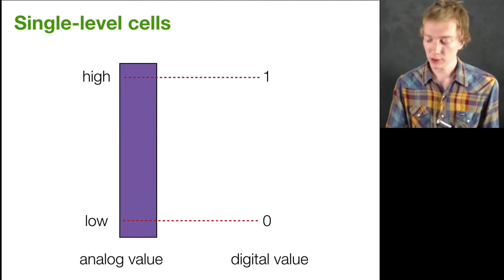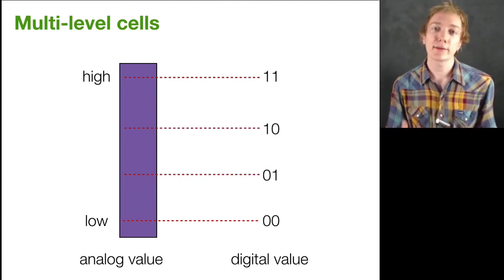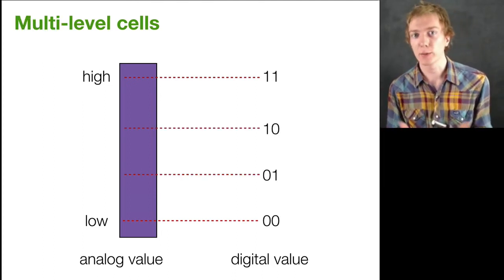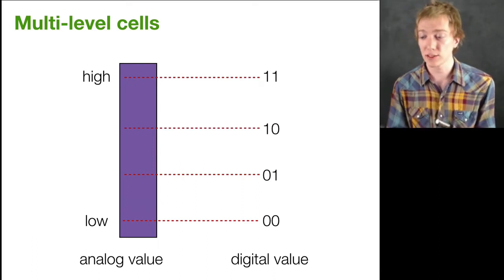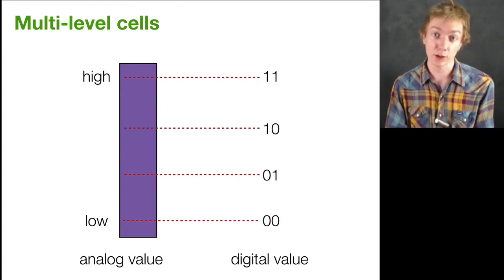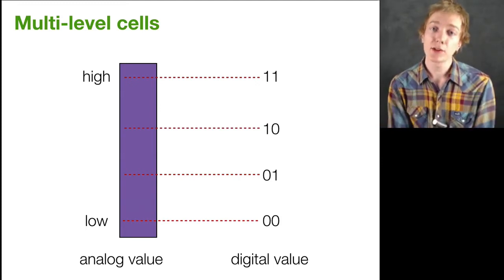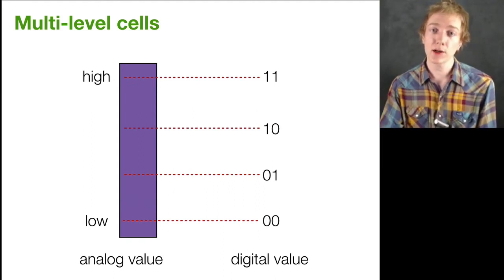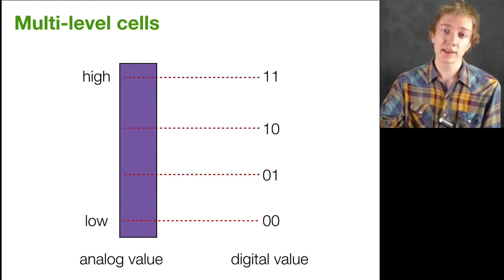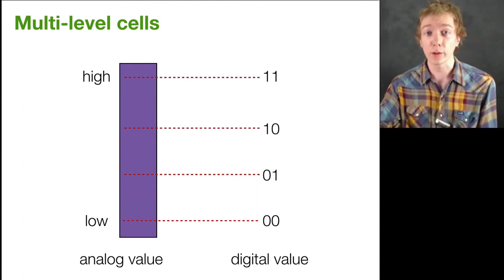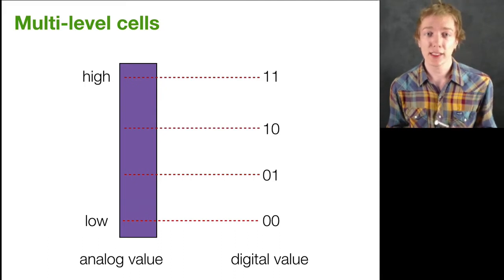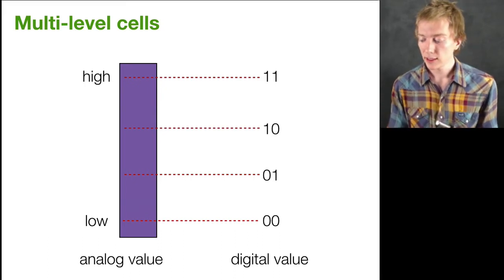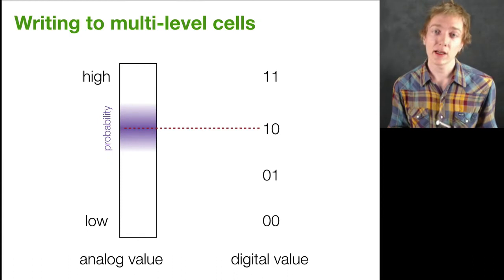Multi-level cells, as you might have already guessed, use multiple analog values to represent more than one bit. So we're packing more than just one bit, more than just two values, into a single cell. Here I'm showing a 4-level cell that can store 2 bits. The way you write to a multi-level cell is to try to get the analog value stored in the cell as close as possible to the analog value that corresponds to the desired digital value that you want to store. And of course, because this is an analog system underlying this digital storage technology, the write is not perfectly precise.